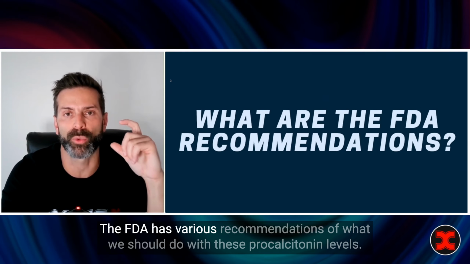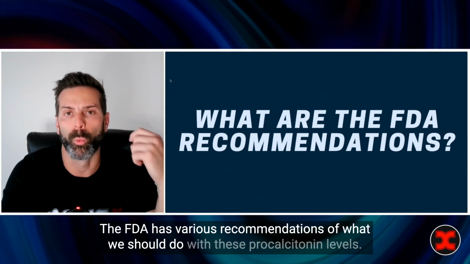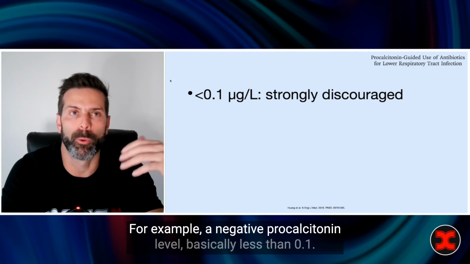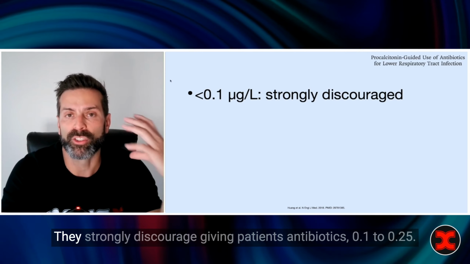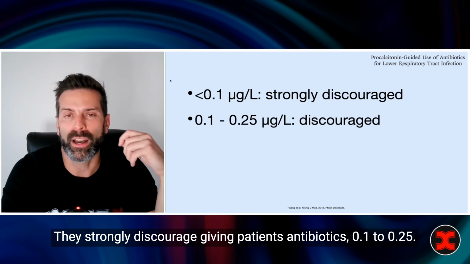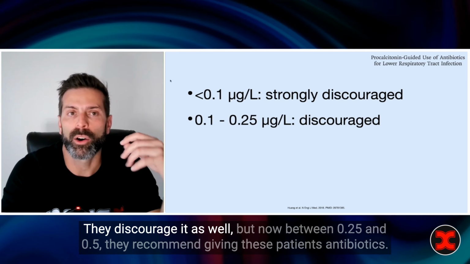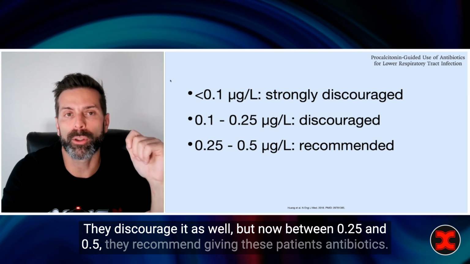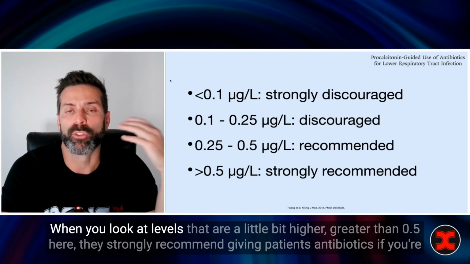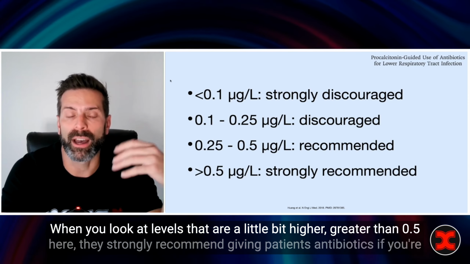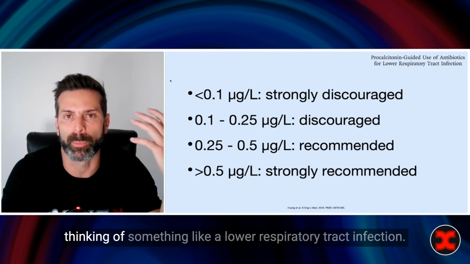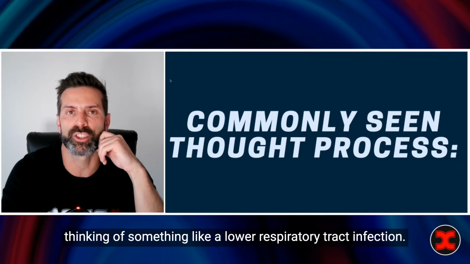The FDA has various recommendations of what we should do with these procalcitonin levels. For example, a negative procalcitonin level, basically less than 0.1, they strongly discourage giving patients antibiotics. 0.1 to 0.25, they discourage it as well, but now between 0.25 and 0.5, they recommend giving these patients antibiotics. When you look at levels that are a little bit higher, greater than 0.5, here they strongly recommend giving patients antibiotics if you're thinking of something like a lower respiratory tract infection.